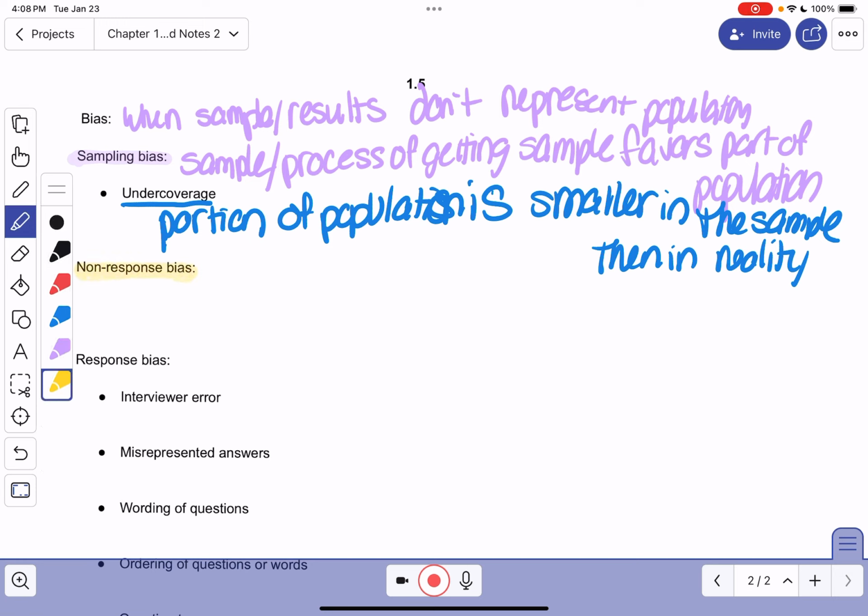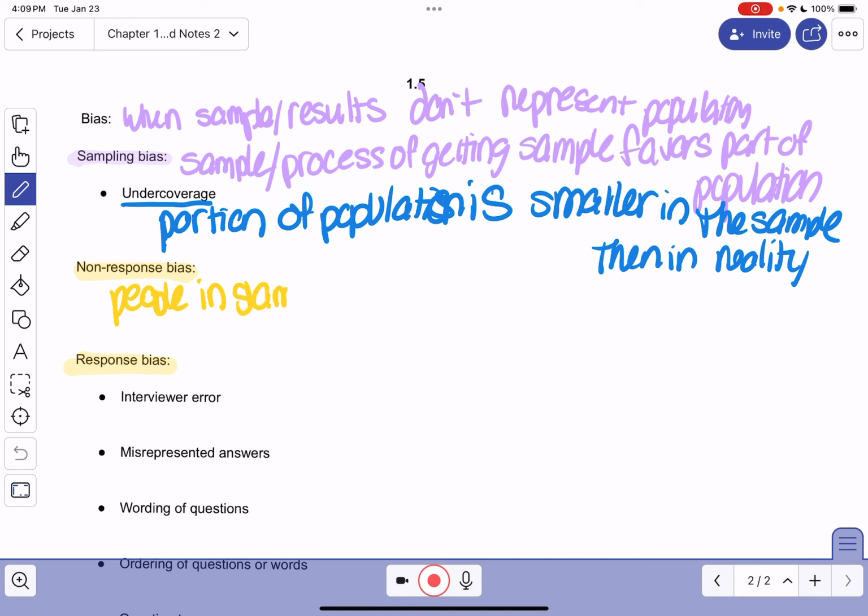Another type is, so you can have non-response bias or response bias. Sampling bias was about the actual sample or how you did the sample. Now, non-response and response are based on the answers. Non-response is when people that were in the sample don't respond. So if I ask 100 people, but only 50 respond, I'm missing 50% of the people's opinions. So it's important that you get your whole sample to respond.